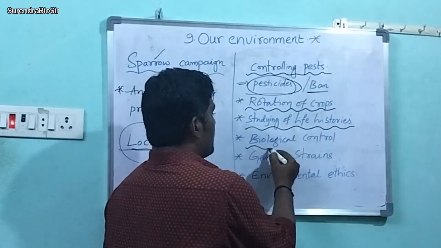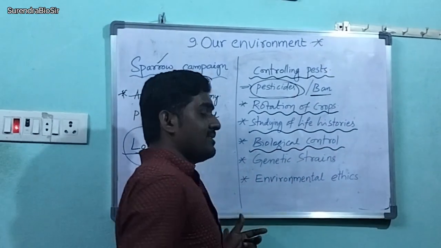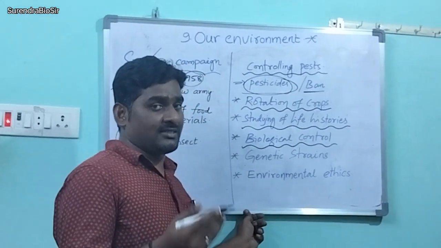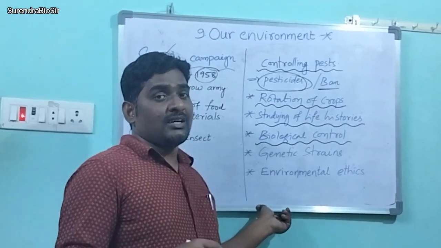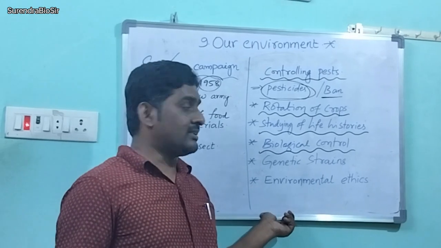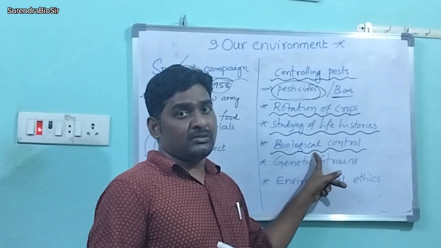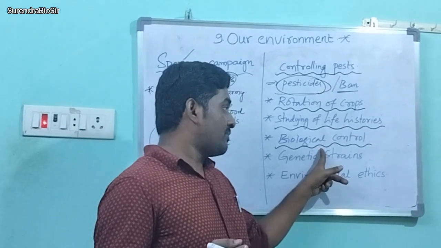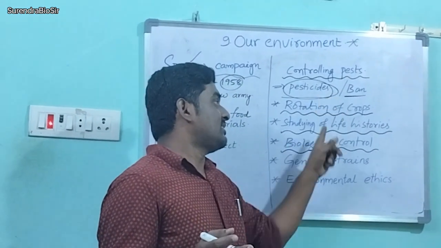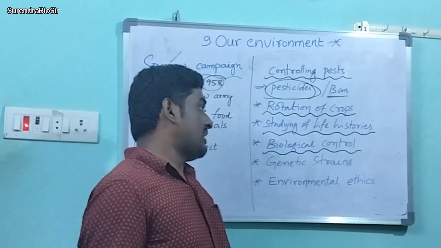Next, biological control. What do I mean by biological control? Biologically, some predators are there. Predators are organisms that depend on others for their food needs. If you allow salamanders, sparrows and other birds, what will happen? They will eat the pests. Then we can control them biologically.